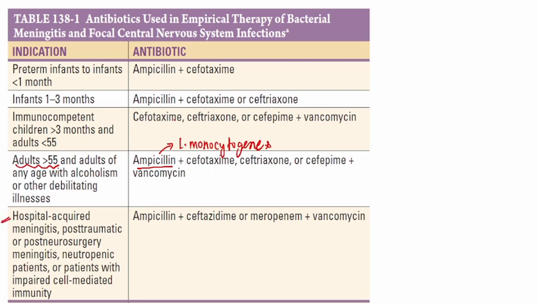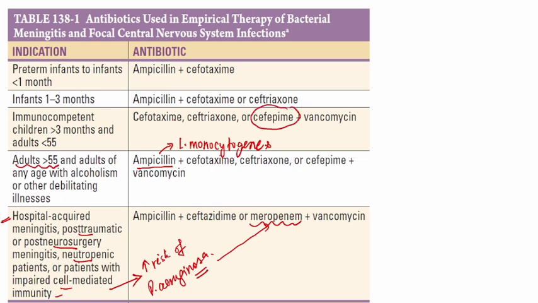Hospital acquired meningitis, post traumatic, post neurosurgery, neutropenic patients, or patients with impaired cell mediated immunity. What is the problem with these patients? These patients are at increased risk of Pseudomonas aeruginosa. It is a very difficult to treat organism, and we have to add meropenem for it. Meropenem is active against Pseudomonas aeruginosa. Though cefepime is also active, better than cefepime is meropenem.